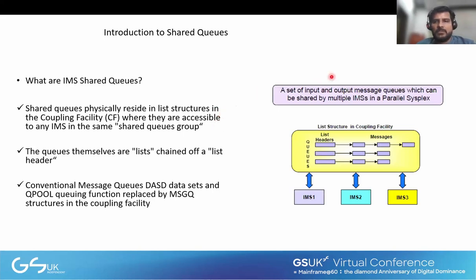So what are shared queues? Shared queues are a set of input-output message queues that can be accessed by multiple IMS systems operating in a parallel sysplex environment. In a shared queue setup, input-output message queues are not stored locally on DASD datasets. Instead, queues are maintained in list structures on the coupling facility. Any IMS that is part of the shared queue group and has available resources can pick messages from these structures, process them, and put the response back into the structure. In shared queues, DASD datasets and the queue pool queuing function are replaced by message queue structures in the coupling facility.